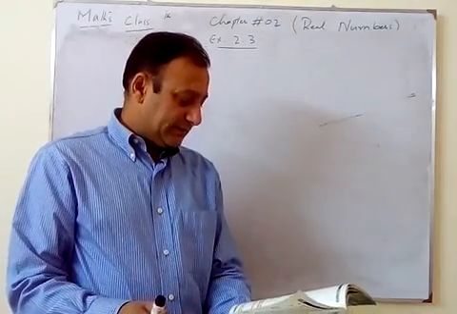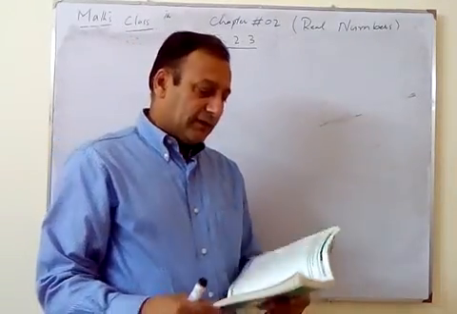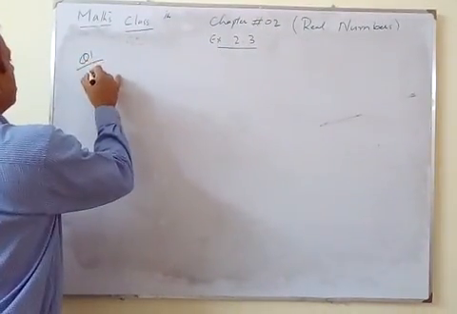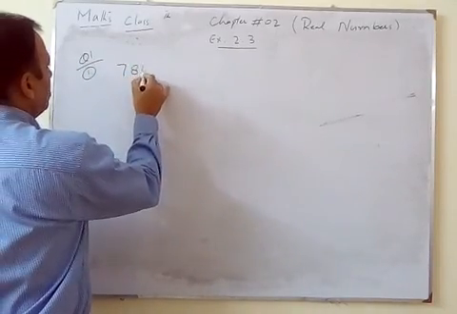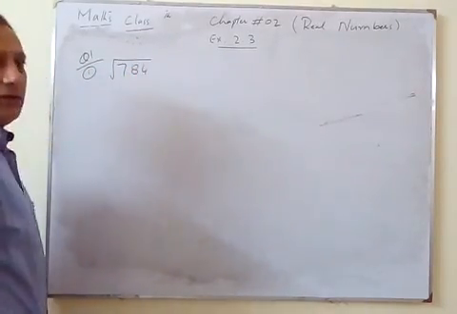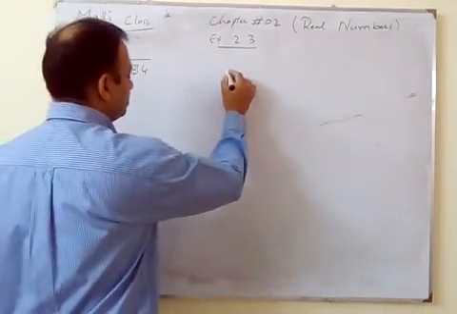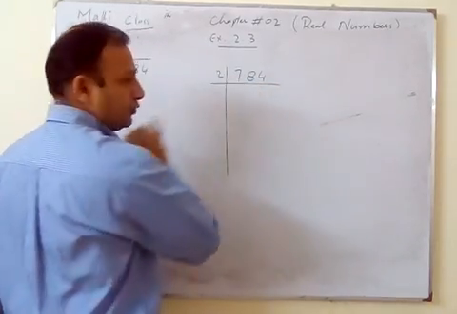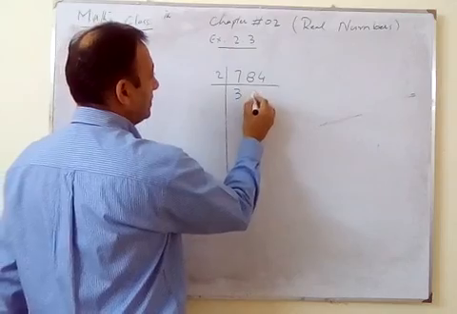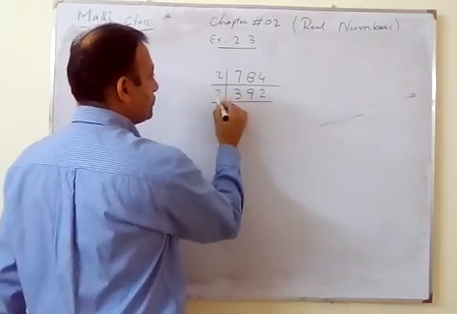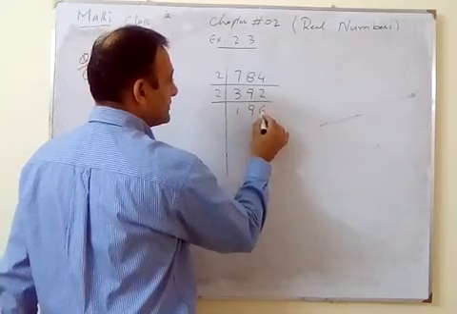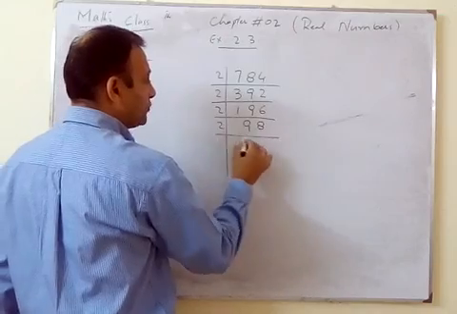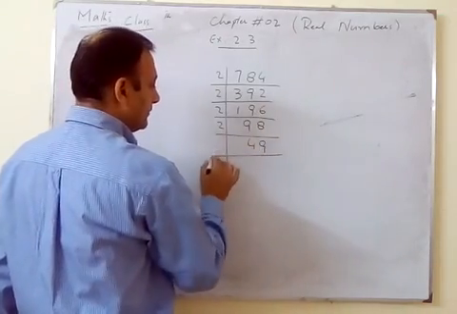So in this question, the first question is 784, square root of 784. By prime factorization, divide by 2: 392. Again by 2: 196. Again by 2: 98. Again by 2: 49. By 7.